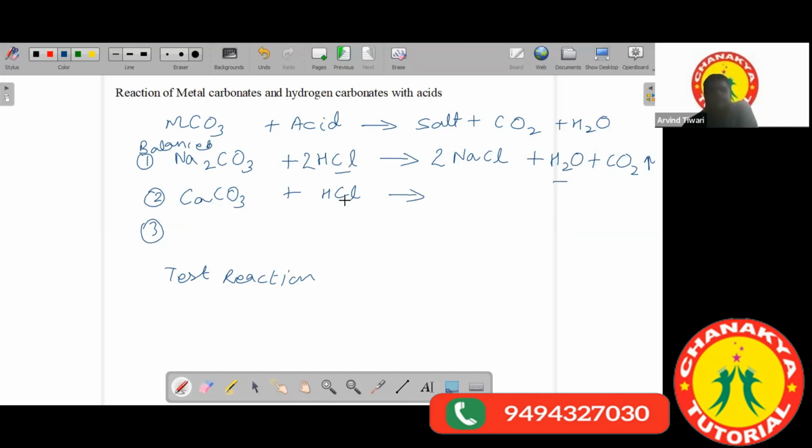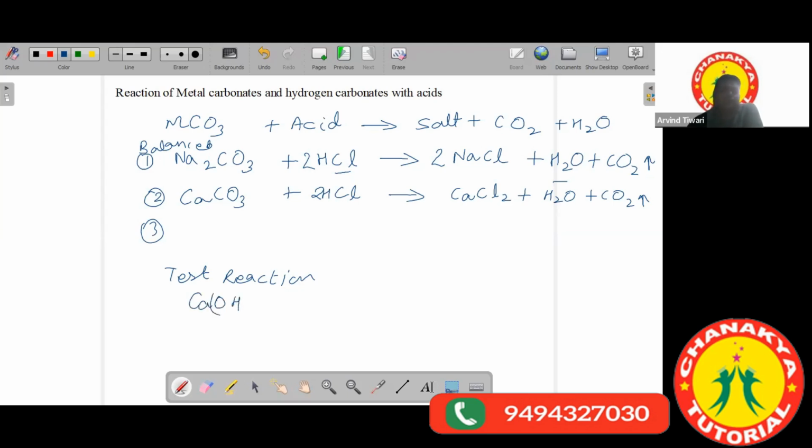For the second reaction, you have calcium carbonate plus HCl. So you will be getting calcium chloride as the salt, which is CaCl2, and you will get water and carbon dioxide. So here you will get 2 HCl. The reaction is balanced. For the test reaction, you will be writing calcium hydroxide.